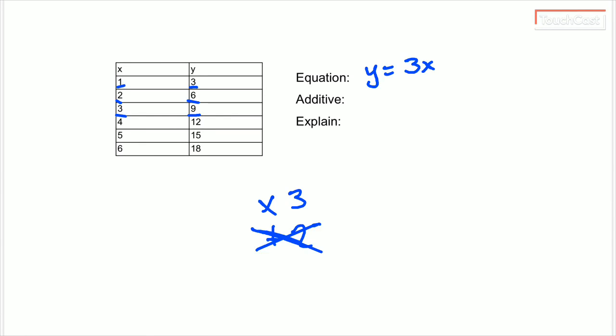Because there is no addition in this equation, the answer to our question as to whether or not it's additive is no. And for our explanation, we would say that 3 is multiplied by x, and we could also say that the equation is not written in the form y equals x plus a.